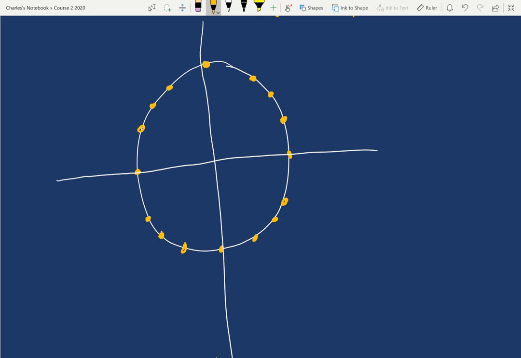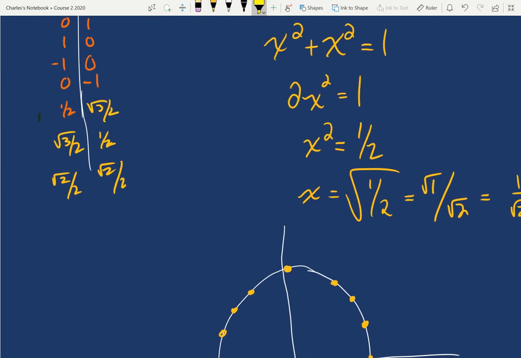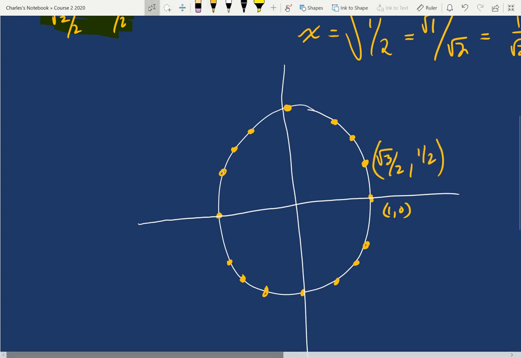So if I'm labeling these points, this is 1, 0. This point right here is the one that's going to be closer to 1 on the x-axis and closer to 0 on the y-axis. And if I'm remembering, I had these 3 sets of combinations. 1/2 went with root 3 over 2. Root 3 over 2 went with 1/2. And root 2 over 2 goes with itself. Those numbers are kind of married to each other, so those are the only combinations that we're going to be using here. So this point is going to be root 3 over 2, comma 1/2.